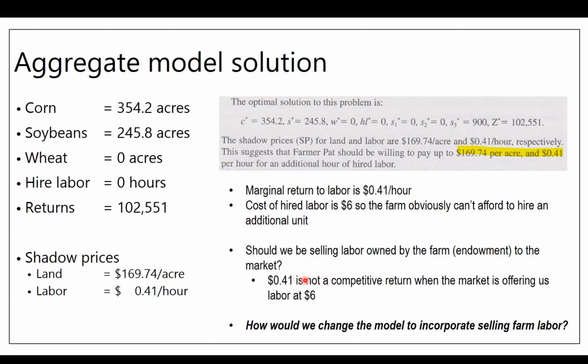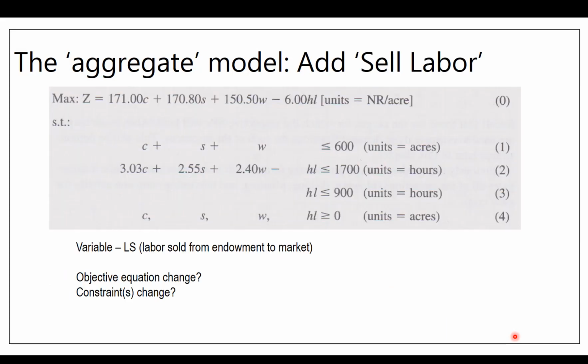So that's my question. Should we be selling labor that's owned by the farm? We are endowed with it. We are choosing to put it towards the farm business. Should we be putting it somewhere else? How would we change the model to incorporate that, selling off the farm labor?